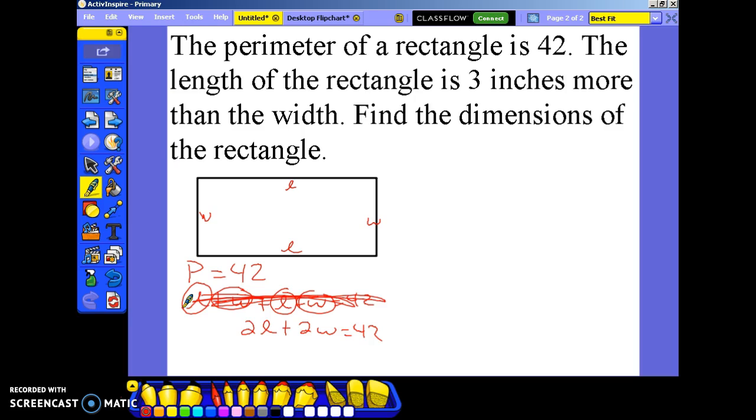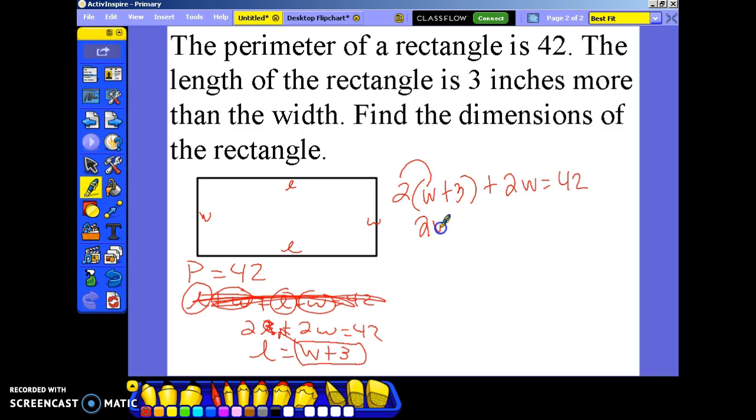The length of the rectangle is 3 inches more than the width. So the length is 3 inches more than the width. We like to write our variables first, so we're going to write that as W, the width, plus 3 inches. So now I can solve this. I'm going to solve this using substitution. I'm going to take what the length equals and substitute it for length in the other equation. We've got 2 lengths. Length is width plus 3, plus 2 width equals 42.